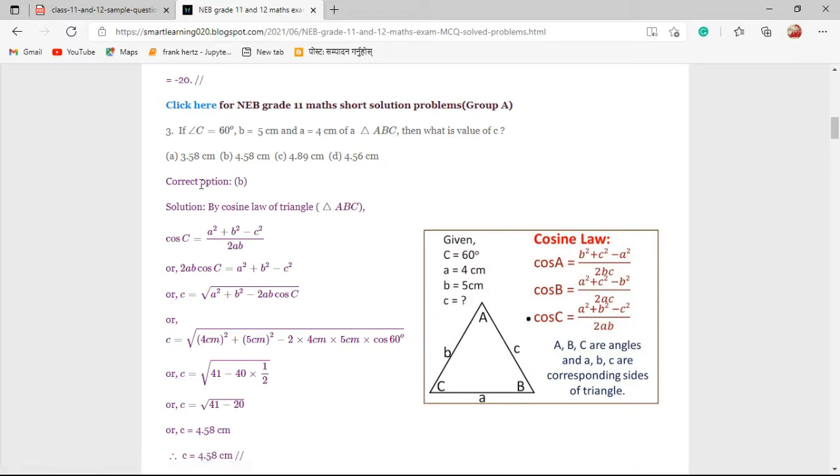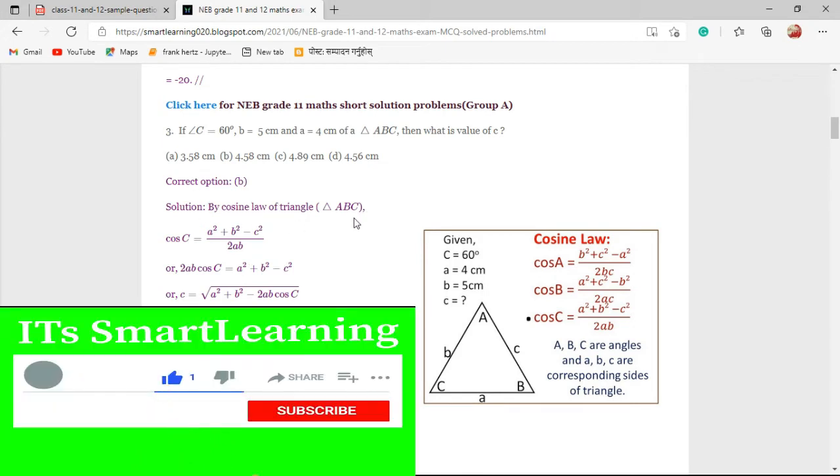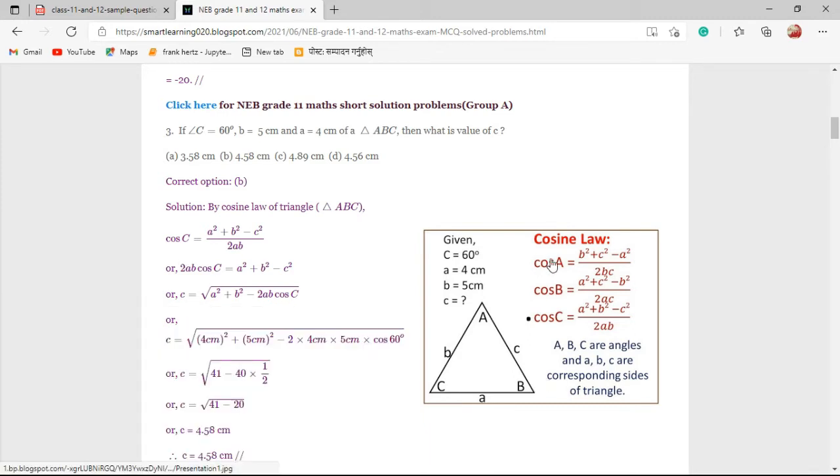For this you need to use the cosine law of triangle ABC. According to the cosine law, you can see here cos A, cos B, cos C are equal to these expressions. We have been given C, so we have to use the cos C, the third one, and find C square first, and then you will automatically get C. So remember this formula for getting the solution of this.